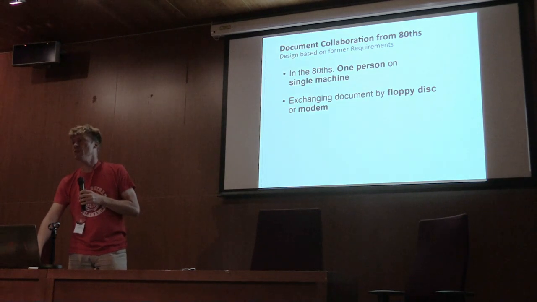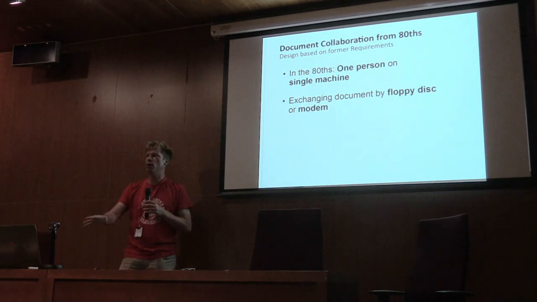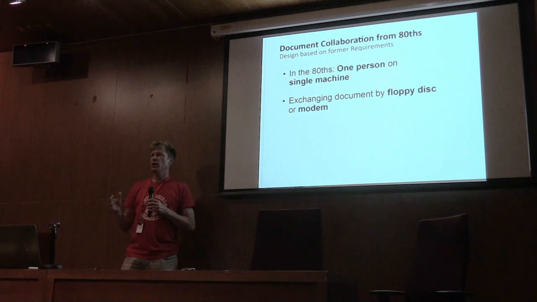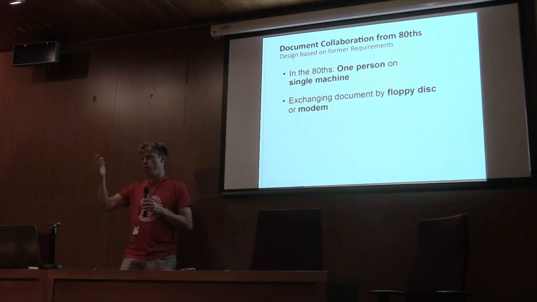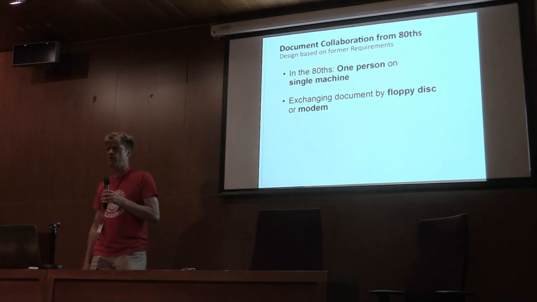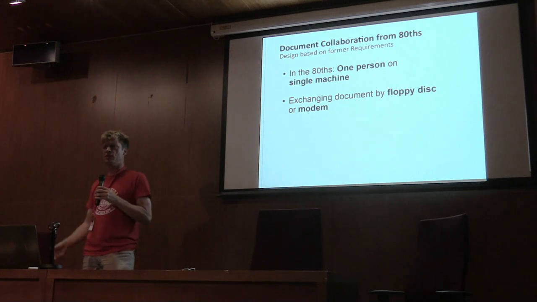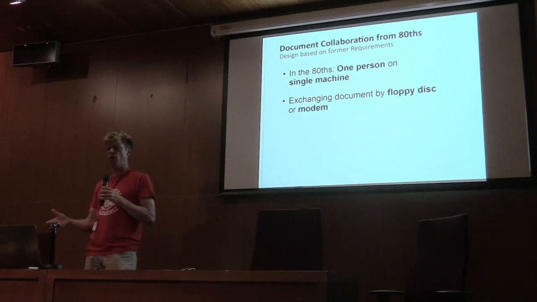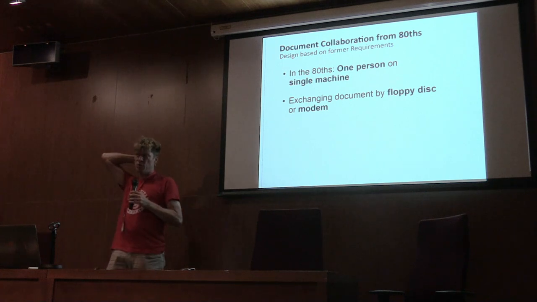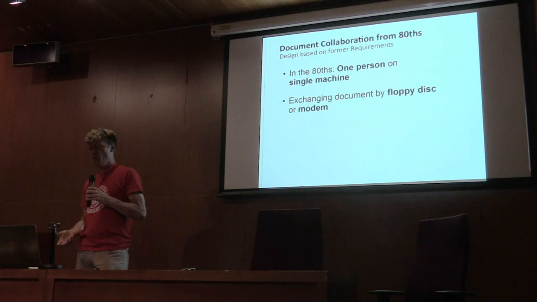Okay, why do we need this? First of all, why do we have a problem? We have a problem of collaboration. You heard Collabora Online, and the name gives a hint: it's only working online. Why is that a problem? The software comes from the 80s, and in the 80s there was only one person working on a machine. We were exchanging floppy disks, and sometimes we had internet with a modem.